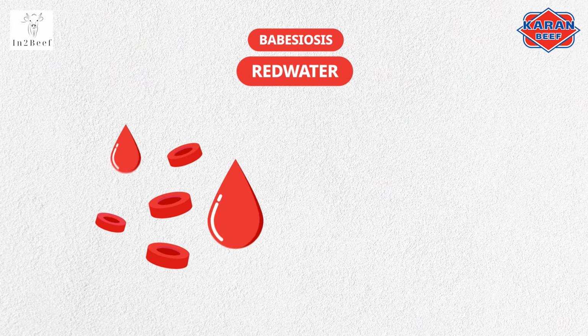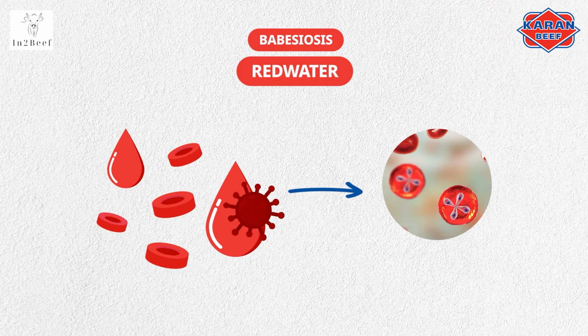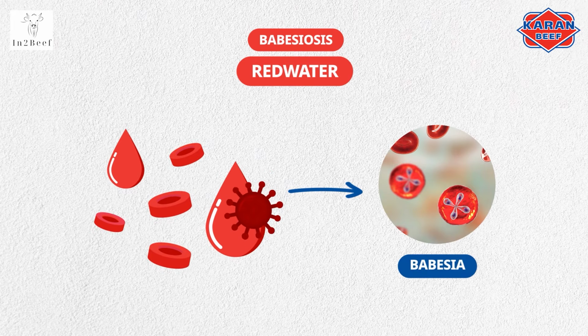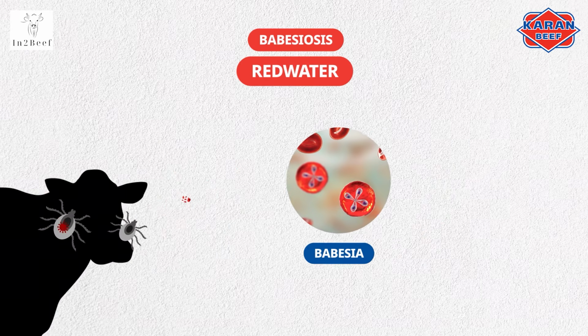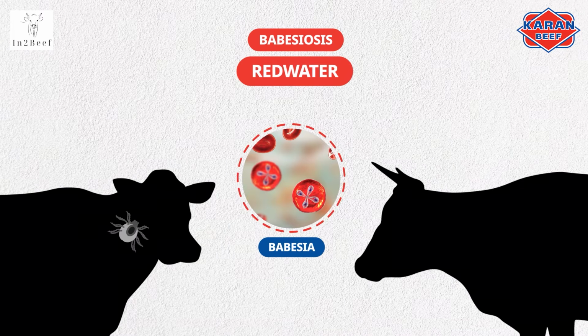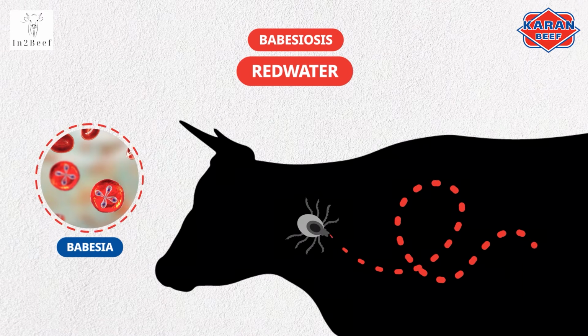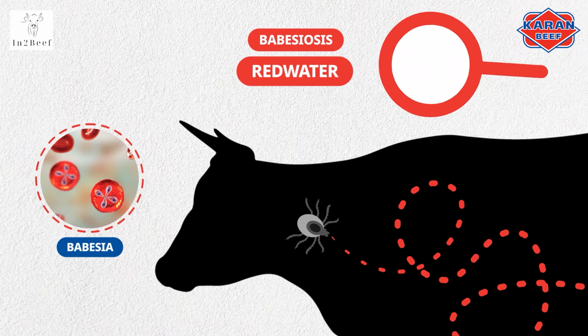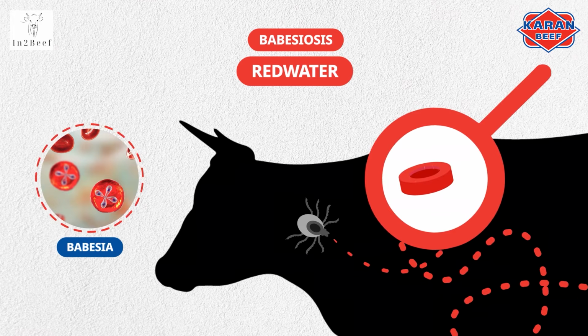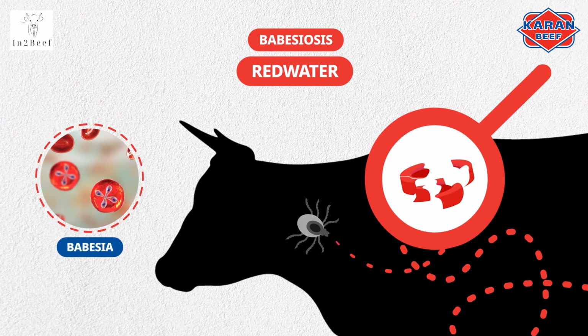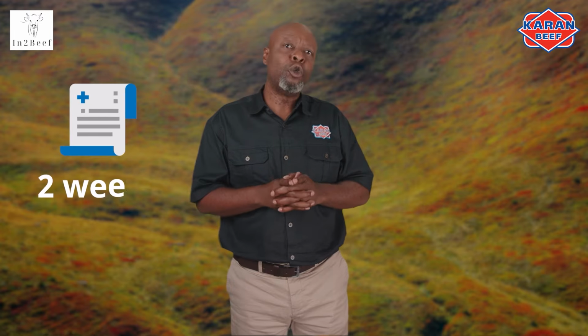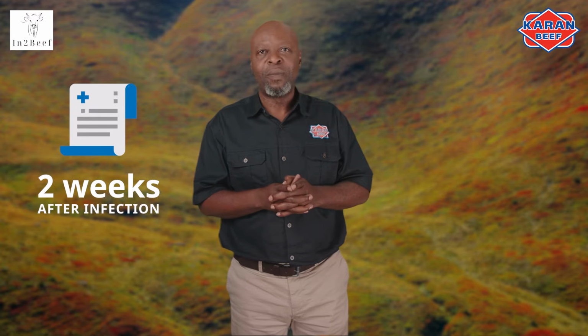Babesiosis is an infection of the red blood cells by a single-cell parasite of the genus Babesia. This disease is spread between cattle by ticks. The Babesia is injected into the bloodstream by the tick. It then invades the red blood cells and begins dividing, eventually rupturing the cell. Clinical signs begin around 2 weeks after infection.